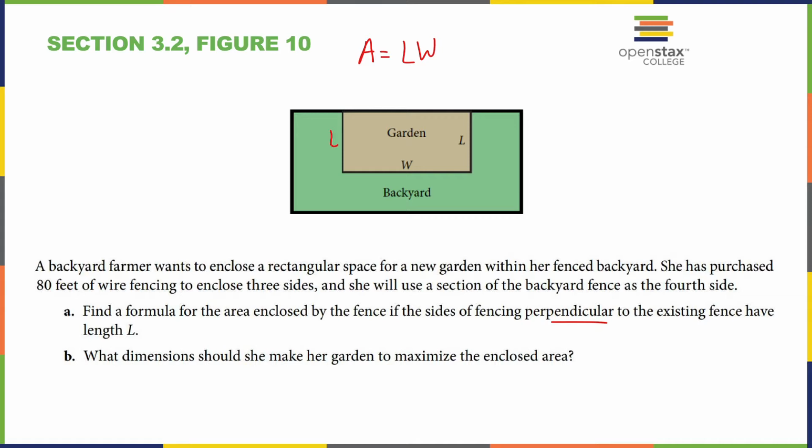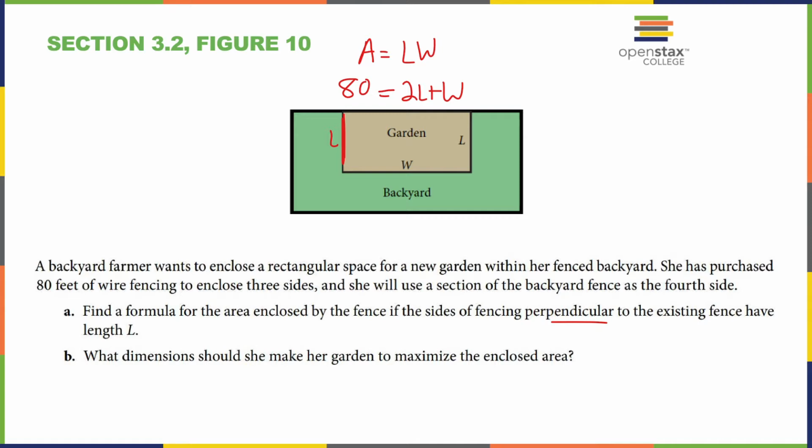Because I have 3 sides to this garden, because I already had this side, so I don't need to re-fence that side. So I have L, L, and W. So the perimeter, or the amount of fencing I need, is 2L plus W. How much fencing did they tell us in the problem that she has? Well, they told us we have 80 feet of fence. So 80 equals 2L plus W.